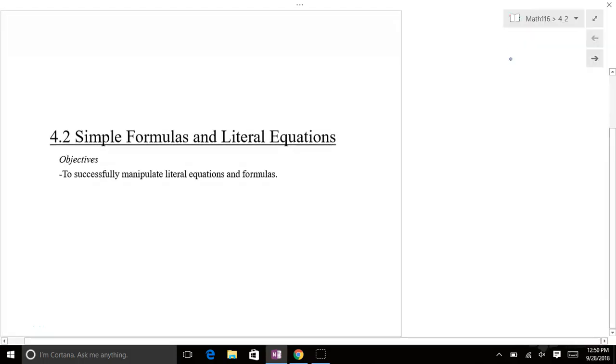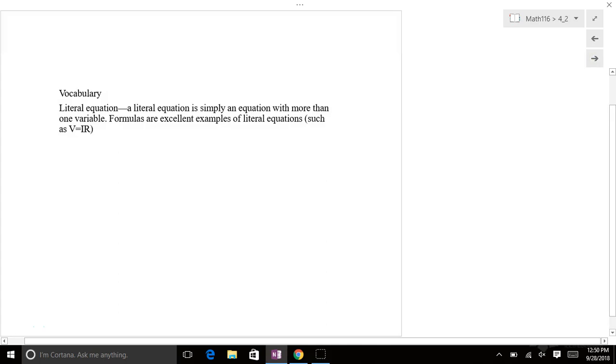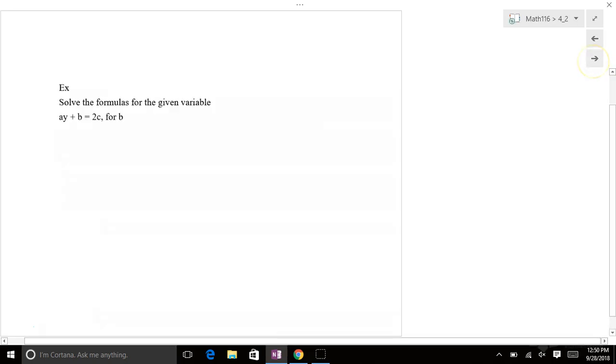We're going to look at simple formulas and literal equations today, and manipulate those. For example, a literal equation is simply an equation with more than one variable. So where we had voltage is our current times our resistance. Let's look at some here. We're going to solve the formula for the given variable.